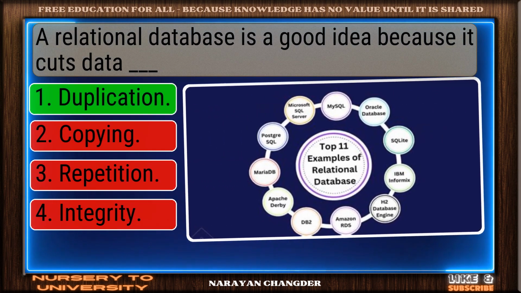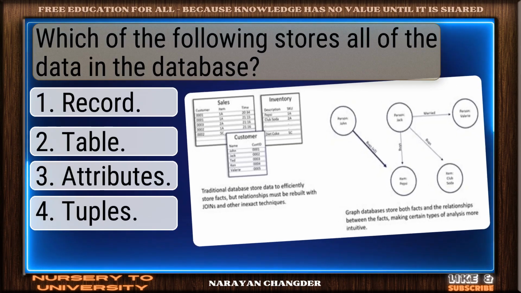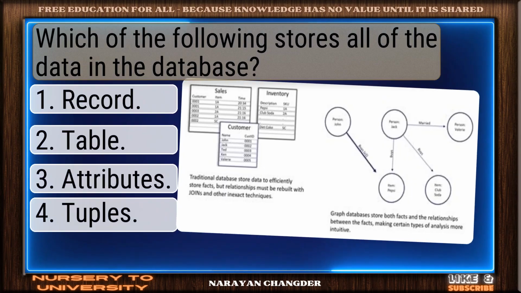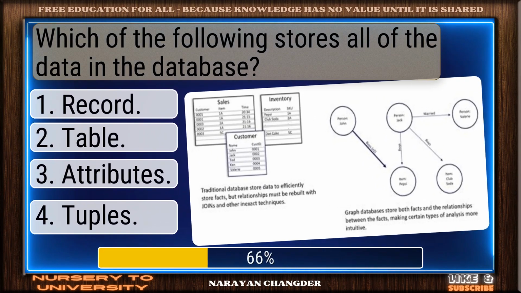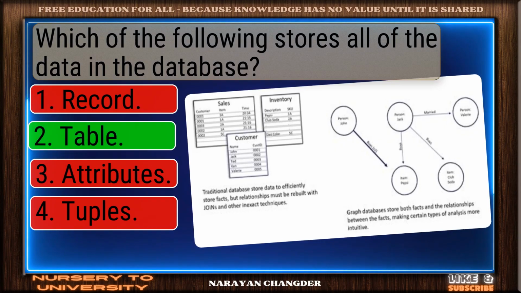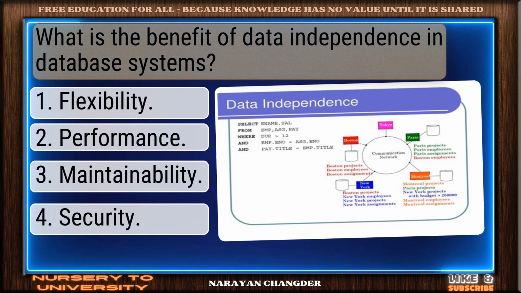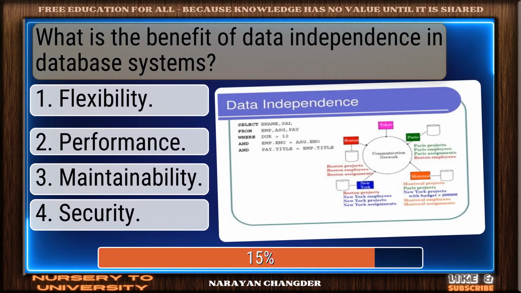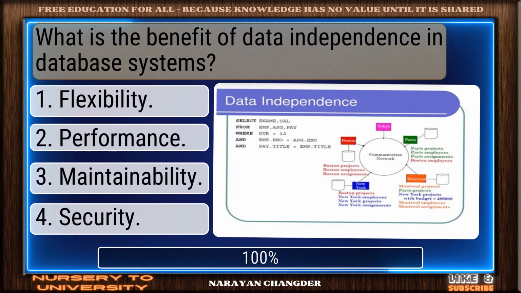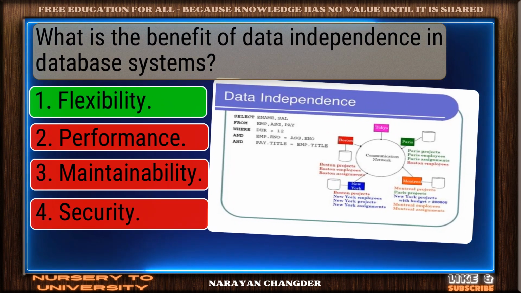Exactly. Duplication makes sense, and it is the right choice. Question number 44. Which of the following stores all of the data in the database? Good thinking. Table is the right answer. Question number 45. What is the benefit of data independence in database systems? Nicely done. Flexibility is a solid answer.